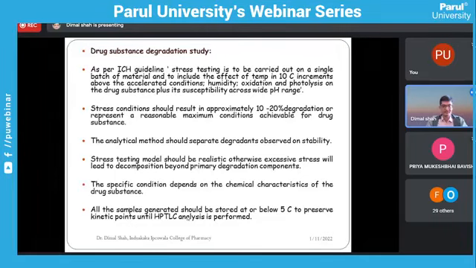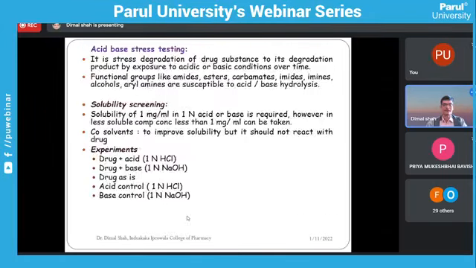Fine. And whenever possible, if you are going to use acid or base, try to neutralize the samples before you perform analysis. Okay, so that will also nullify the effect of acid or base.